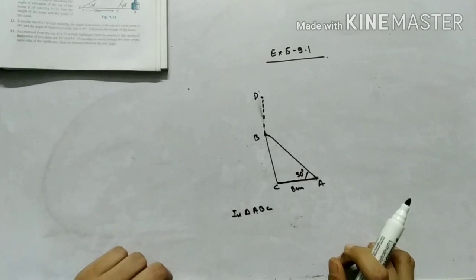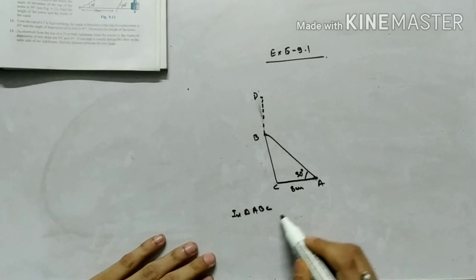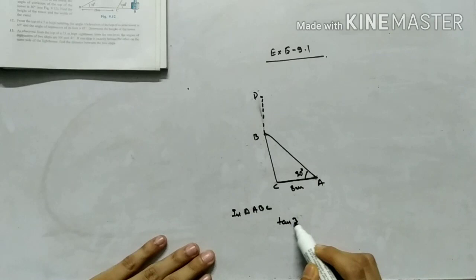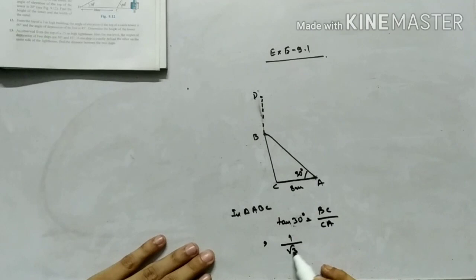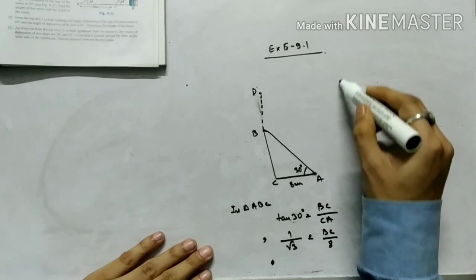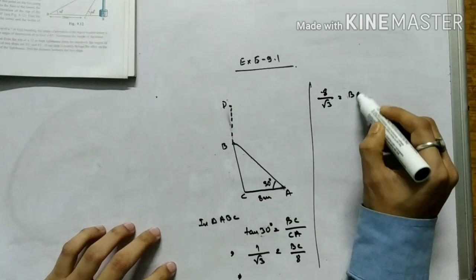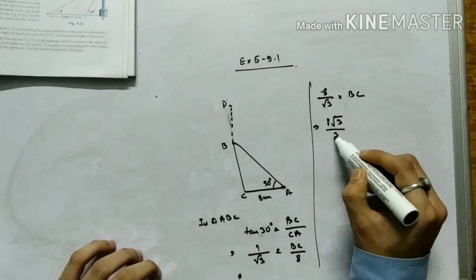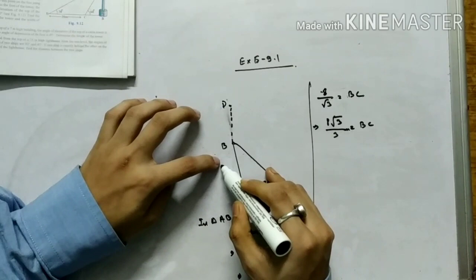So in triangle ABC, first of all, I can use tan 30, which is perpendicular by base. Perpendicular by 8. So let me do the problem here. So I will get 8 by root 3 is equal to BC. So root 3, if you multiply both sides, you will get 8 root 3 by 3 is equal to BC. Understand? This one you got how much? 8 root 3 by 3.